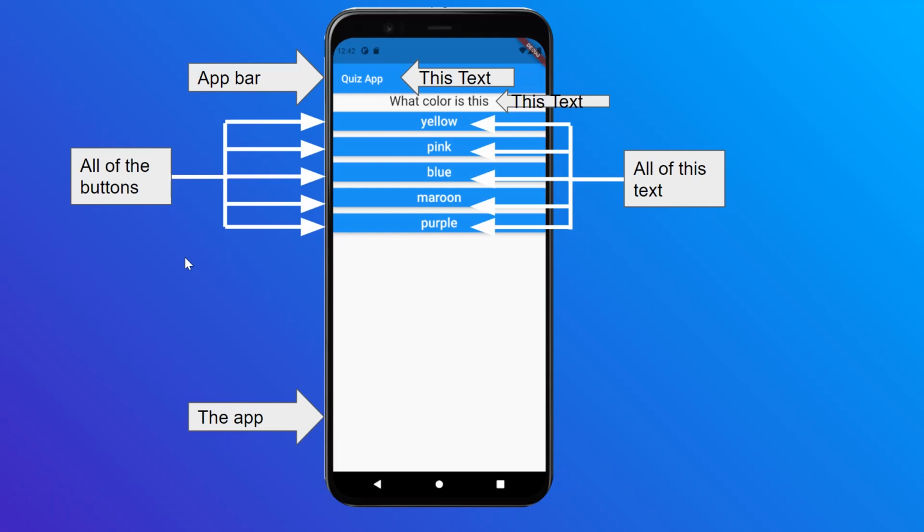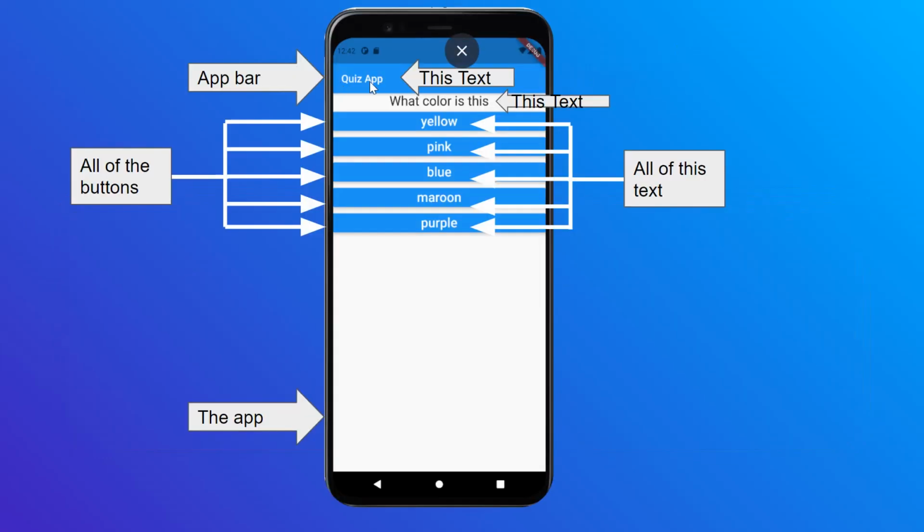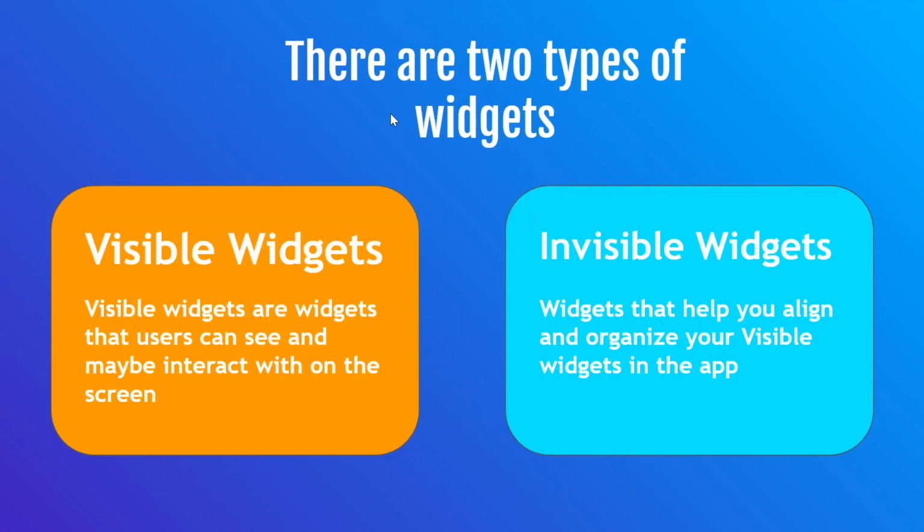And actually, we're only looking at one type of widget in this app. There are actually two types of widgets. And those are the visible widgets, the ones we just talked about. Visible widgets are widgets that users can see and maybe interact with on the screen. So for example, this quiz app text is a visible widget because even though the users can't interact with it, they can read it, which is a type of interacting, and they can see it. And these buttons they can interact with by pressing them. Those are visible widgets.